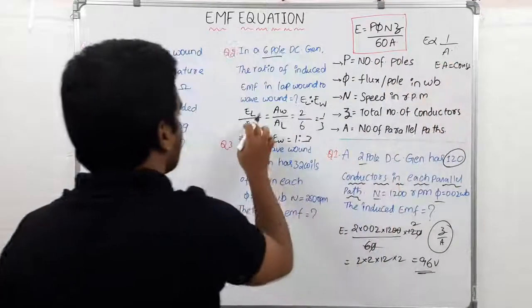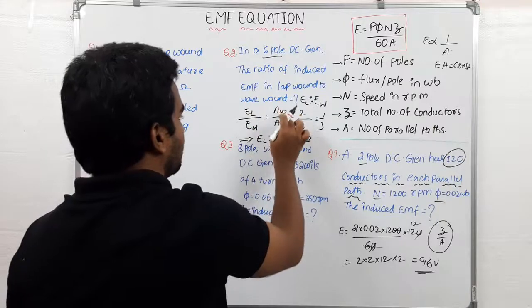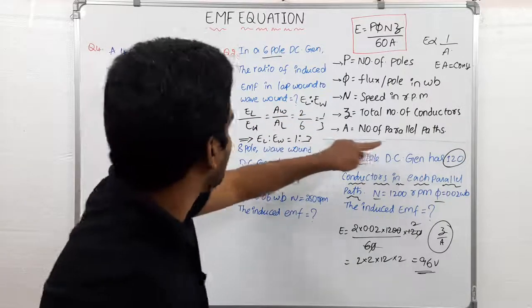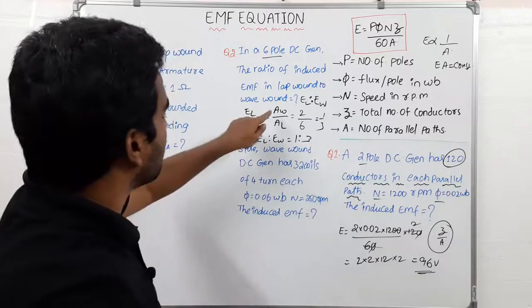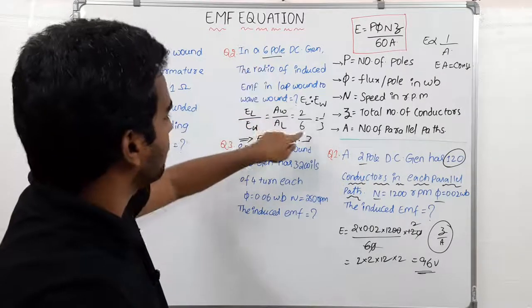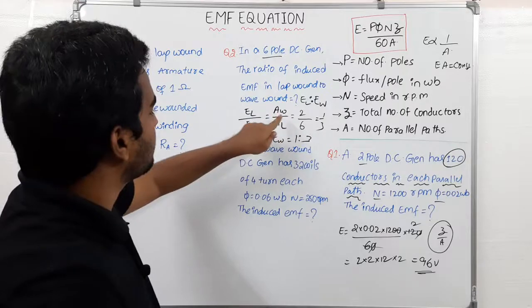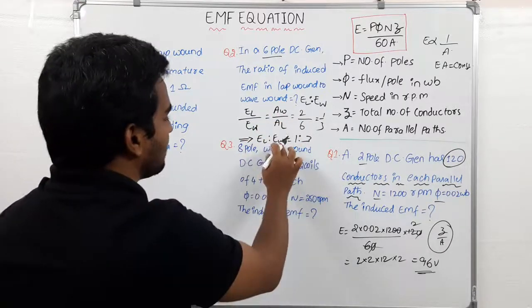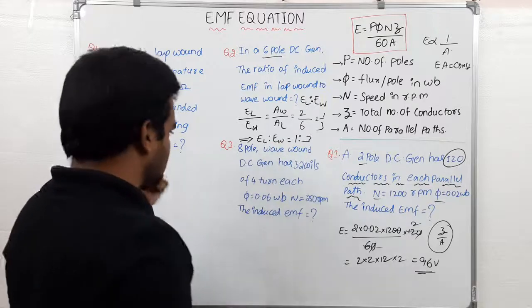So EA is a constant value. From that we got EL by EW equal to AW by AL. A is nothing but the number of parallel paths in the machine. If it is a lap wound machine, it is equal to the number of poles, and if it is a wave wound machine, it is equal to 2. So the ratio of EL to EW is 1 is to 3.